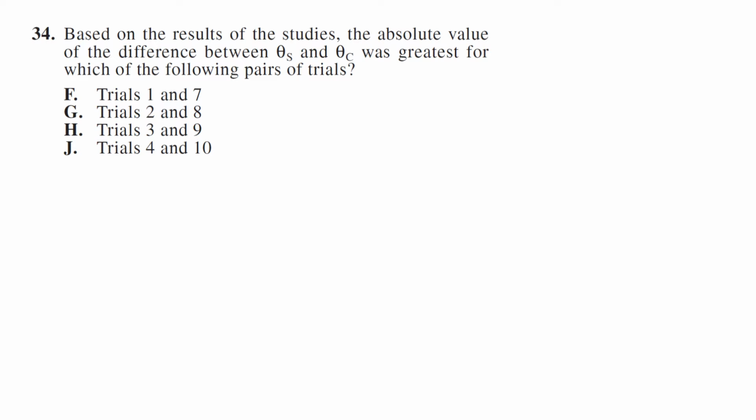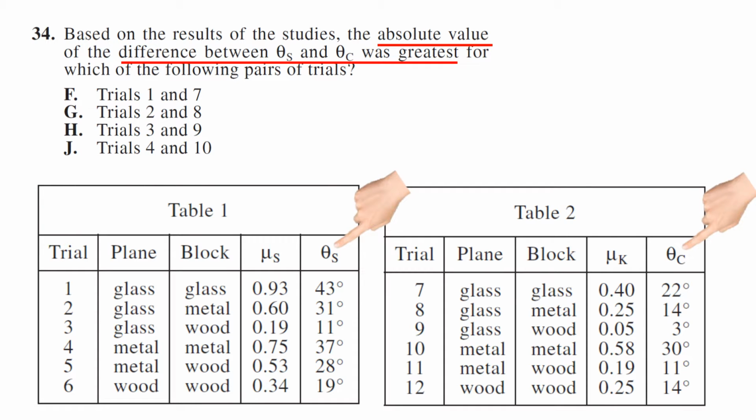Question 34, based on the results of the studies, the absolute value difference between theta S and theta C. I think that S stands for slide and C stands for critical value. It doesn't matter. We're just going to call it S and C. Was greatest for which of the following pairs of trials. So we're going to use process of elimination. So we have theta S, theta C. We're going to look first at trials 1 and 7.